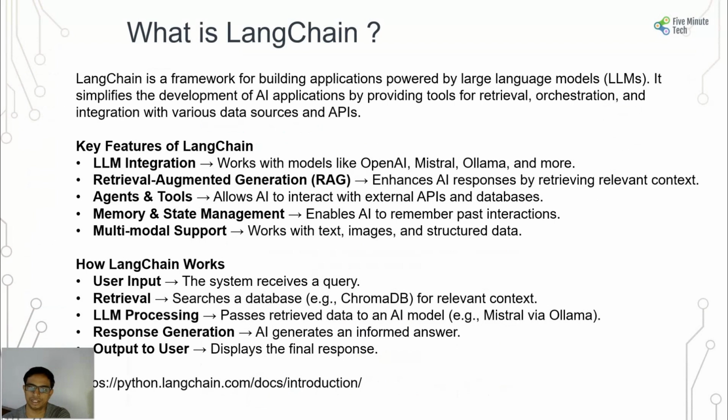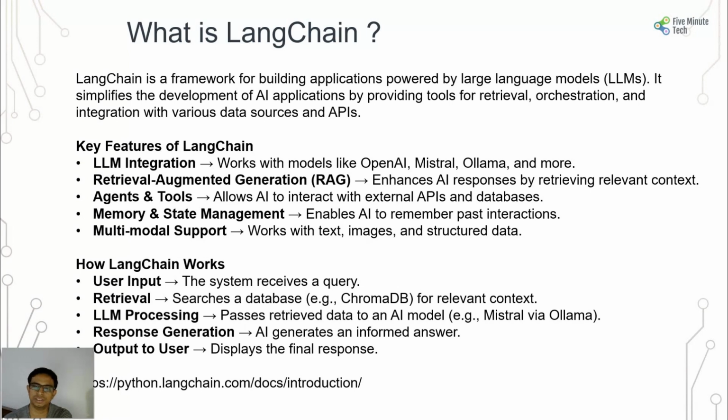Now what is LangChain? LangChain is a framework for building applications powered by LLMs. It simplifies the development of AI applications by providing tools for retrieval, orchestration, and integration with various data sources and APIs. The key features of LangChain are LLM integration for RAG-based applications. It allows the AI to interact with external APIs and databases like an agent or a tool, and it has memory and state management, and also provides multimodal support.